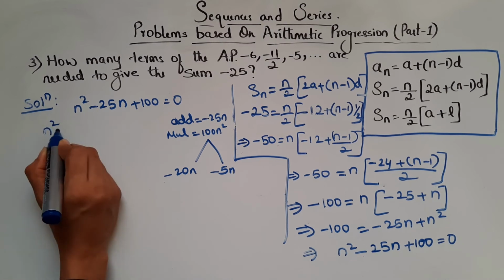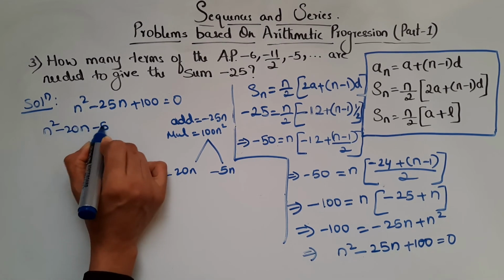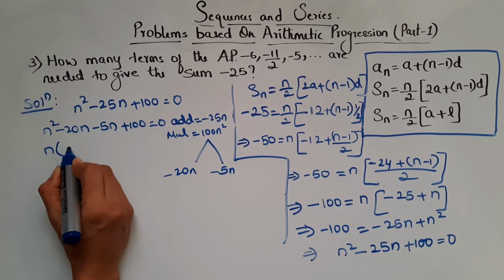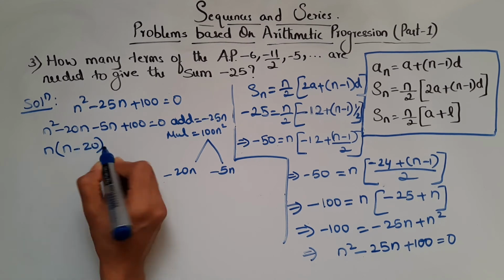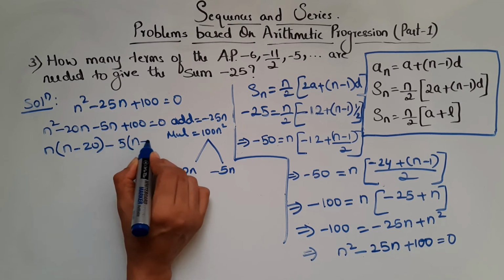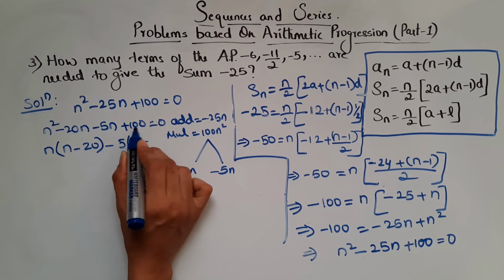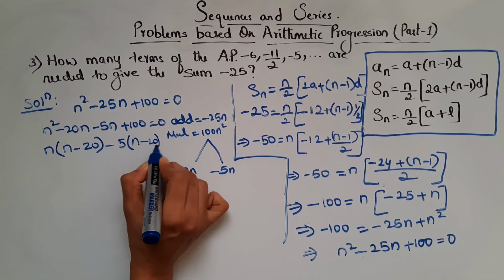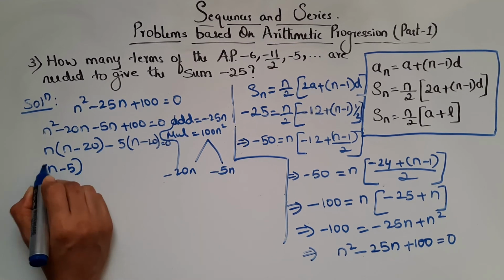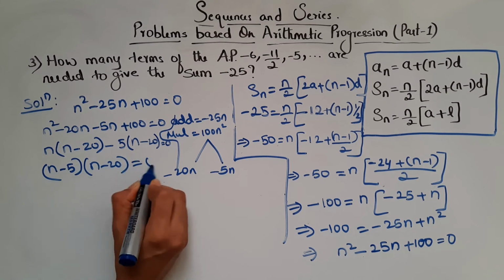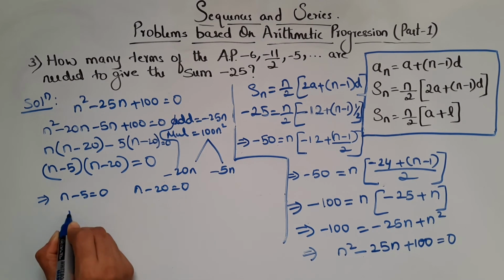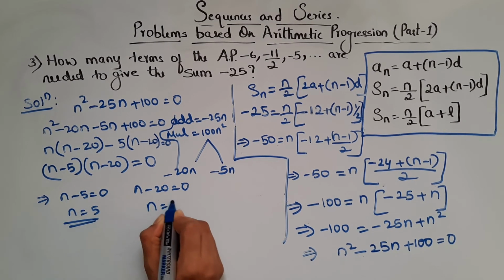So let's substitute that here. So n² minus 20n minus 5n plus 100 is equal to 0. So here n is common. So n minus 20, minus 5 into n minus 20, minus into minus is plus, 5 20s are 100, which is equal to 0, right? So (n minus 5) into (n minus 20) is equal to 0. So this implies n minus 5 is equal to 0, n minus 20 is equal to 0. So n is equal to 5, n is equal to 20.